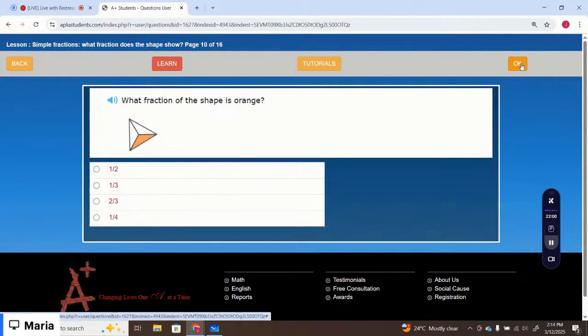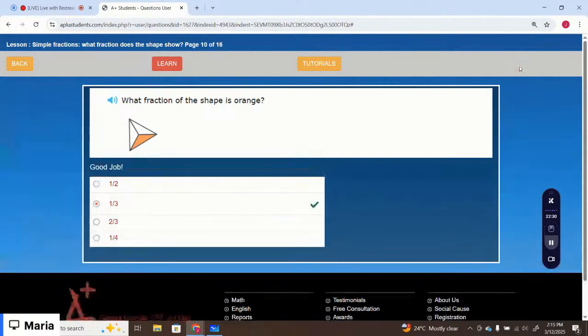What fraction of the shape is orange? That is 1 out of 3. Option number 2 is the correct option. 1 out of 3 is the correct option. 1 out of 3 is orange.